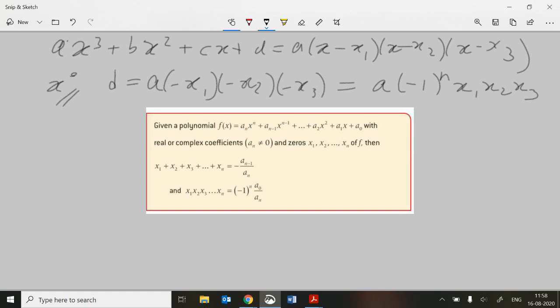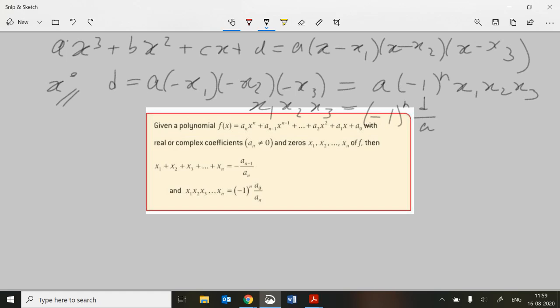Now clearly if we rearrange this, we're getting the product of our roots, x1, x2, x3, is equal to d over a, times -1 to the power of n. And that's exactly what we're getting here as well. We're getting the last term divided by the coefficient of the first term, and there's our power as well. So that one's quite easy to see.